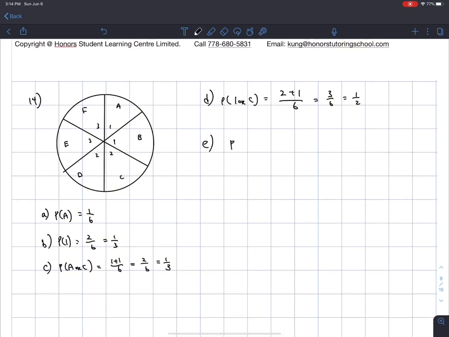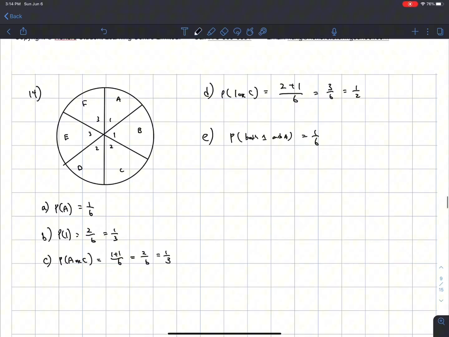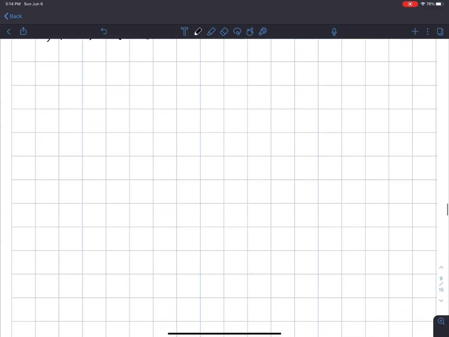E. Probability of both 1 and A. So 1 and A, there is only one region, and that's 1 out of 6. And that's it for question 14. Moving on to question 15.